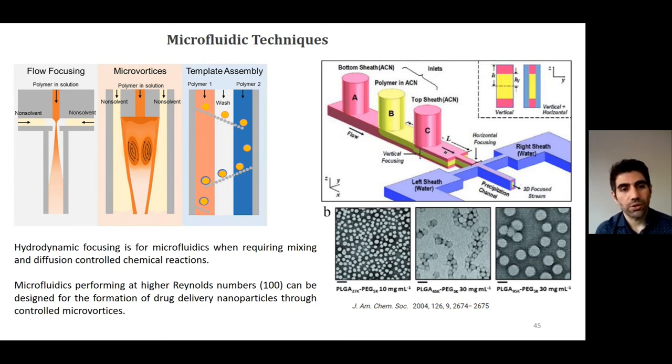Of course, if your materials do not meet the requirement, you can choose another method here, micro vortices or template assembly. In micro vortices, we use a higher Reynolds number. Reynolds number, you may know, shows the ratio of inertial forces to the viscous forces. When inertial forces are more effective in your flow, here you may choose microvortices to produce your nanoparticle.